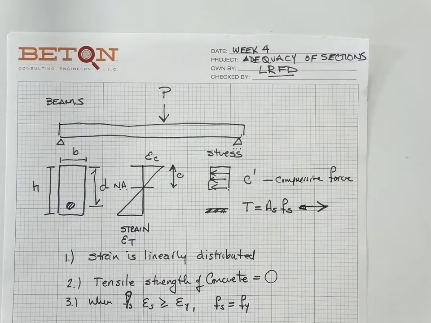So those are our three assumptions. This is the model that we have constructed. Based on all of these assumptions, we know that the tension force is the area of the steel multiplied by the stress in the steel, and we know that the compressive force is carried entirely in the concrete.